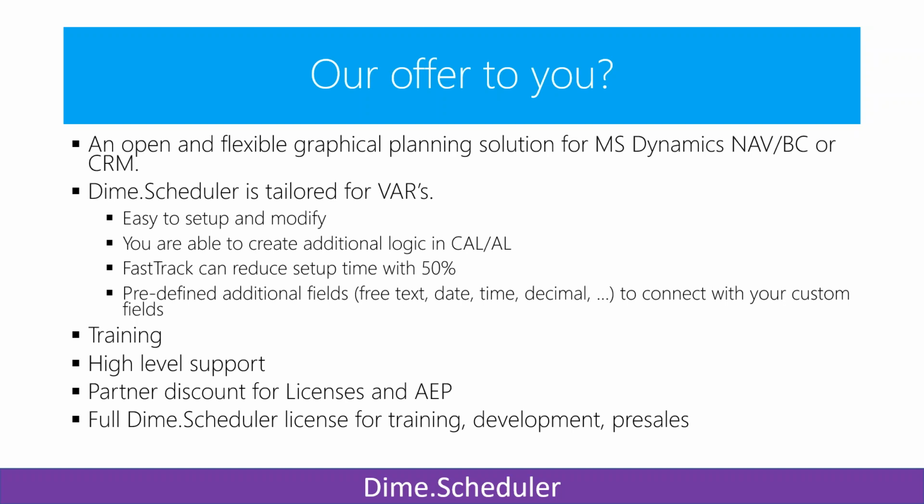We offer you training and high-level support. Normally you have an answer in 1 or 2 hours from our support. All the people are included in the support, also salespeople. They have to know what's going on there. And you will get a discount for the license and for the annual enhancement plan, the yearly fee. And you will get a full Dime.Scheduler license for training, development, and pre-sales.